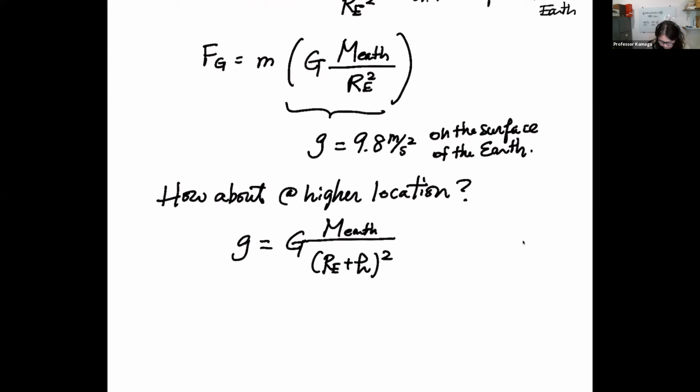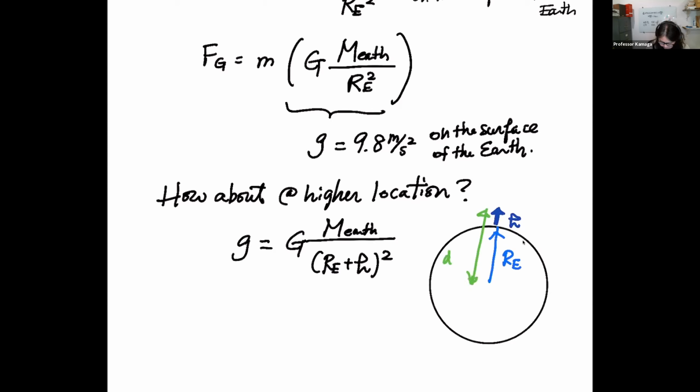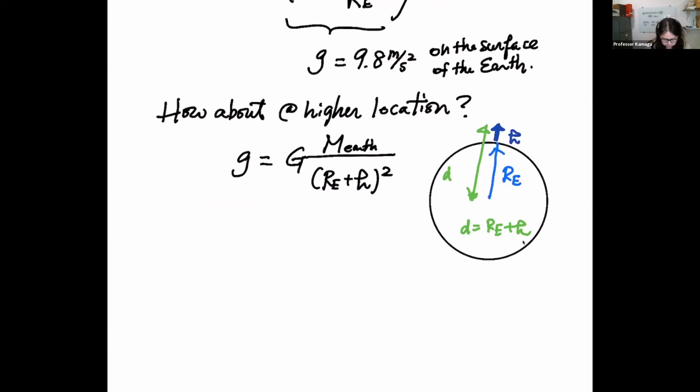So here's the Earth, and we have a radius of the Earth, about RE. Then you go up high enough that the height becomes significant, H. The total distance from here to here, D, is RE plus H. So that becomes D squared.